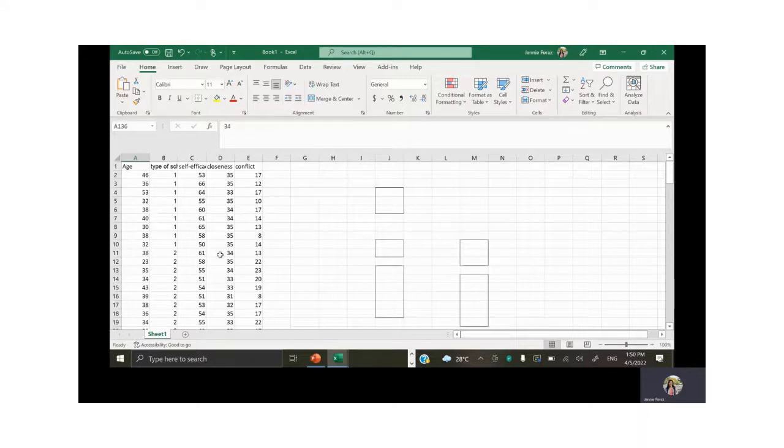So a data set is a collection of the data. So this is a data set, and it is a collection of the data of individual cases. So this is case 1, case 2, case 3, okay?